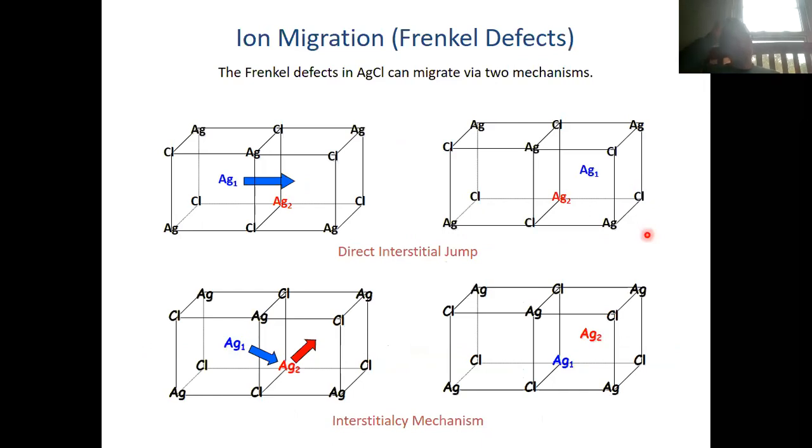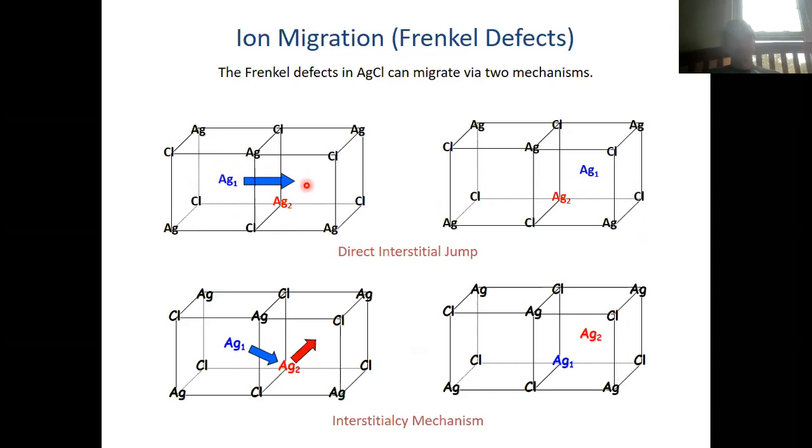Now, what about the Frenkel defects? For the Frenkel defects, actually two mechanisms are known. One is called the direct interstitial jump, and the other is called the interstitialcy mechanism. So these two mechanisms are here illustrated for the example of sodium chloride, which has predominantly Frenkel defects. So in the direct interstitial jump, a sodium ion, which is on an interstitial site, moves directly to another interstitial site.